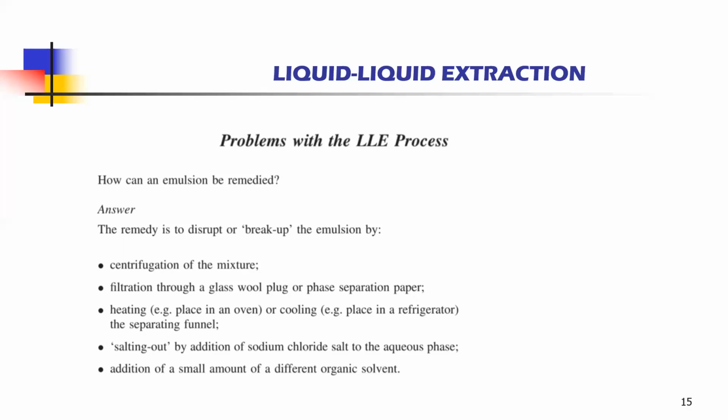Then we can have heating, by placing the separating funnel in an oven, or cooling, by placing it in a refrigerator. So we can heat or cool the separating funnel containing that emulsion. And then salting out, by addition of sodium chloride salt to the aqueous phase. We can add sodium chloride to the aqueous layer, which will salt out the emulsion. Also, addition of a small amount of a different organic solvent can disrupt the emulsion, and we can break it up and move the solute molecule from one phase to the other. So that is all about solvent liquid-liquid extraction by continuous and discontinuous extraction techniques.